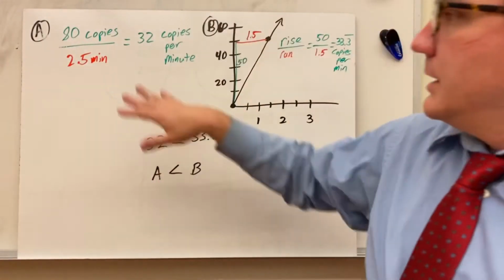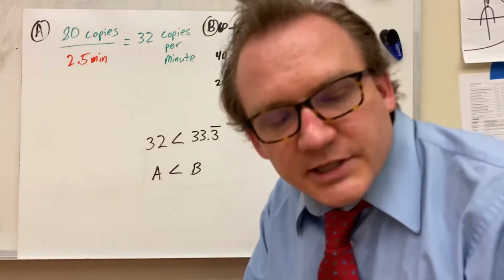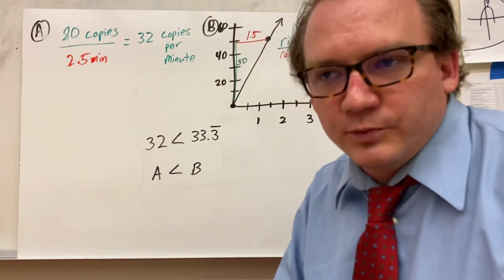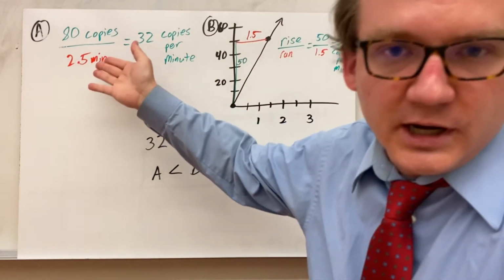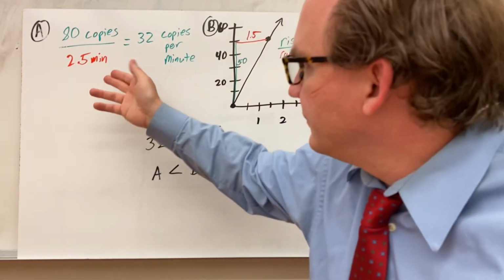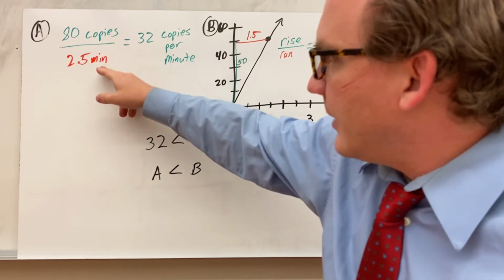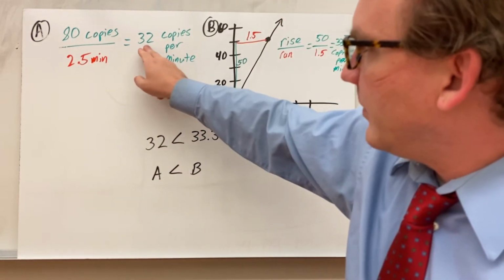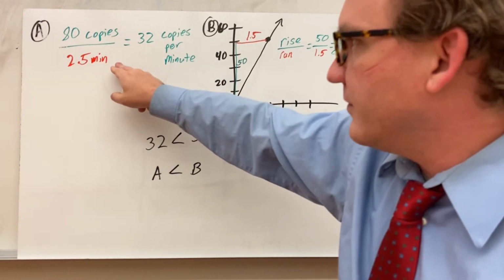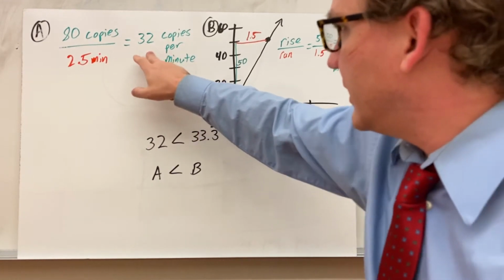All right. Say I take two copy machines and I want to compare their rates. Maybe I have a graph of one, and maybe I have a table and I can pull this information from the table. Copier A makes 80 copies every 2.5 minutes. So I write that down. I figure out by dividing 80 by 2.5 that I get 32 copies per minute.